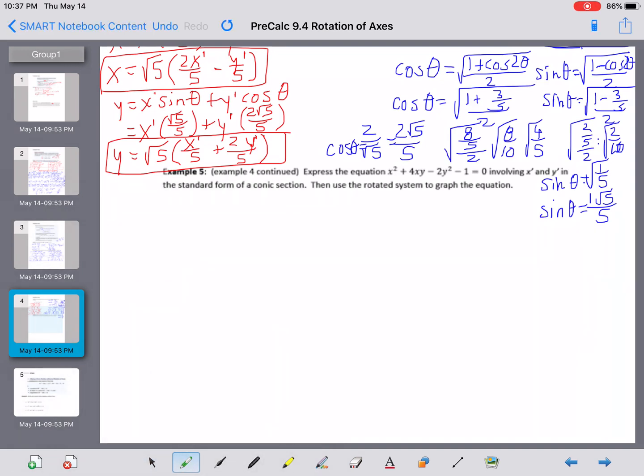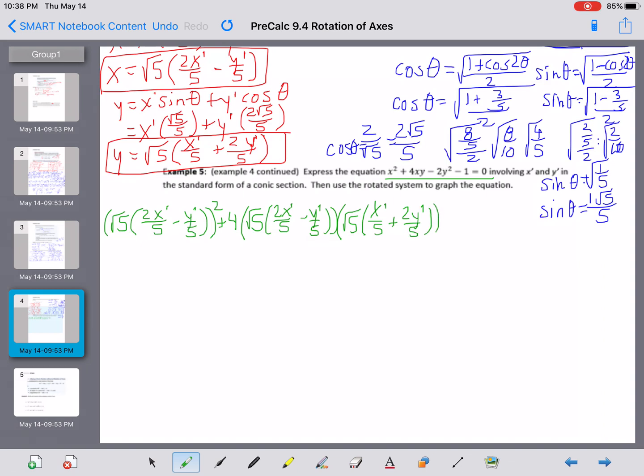So I have an x squared, so I'm going to take radical 5 times (2x' over 5 minus y' over 5), and the whole thing's going to get squared, plus 4 times the x, which is radical 5 times (2x' over 5 minus y' over 5), times y, can't forget the y, which is radical 5 times (x' over 5 plus 2y' over 5), minus 2 times my y squared, and my y squared is radical 5 times (x' over 5 plus 2y' over 5), the whole thing squared, and it's going to equal 1 when I send that 1 to the right side.